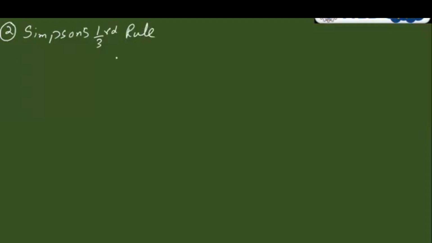There are two Simpson's methods. Method number 3 is also Simpson's. So just to distinguish between them, we use 1/3 or another parameter, as I will explain to you when I get to method number 3. So Simpson's 1/3 rule. What does this method do? It is a quite simple idea.